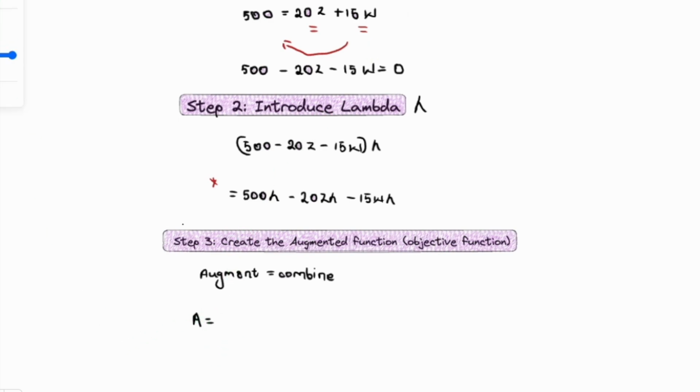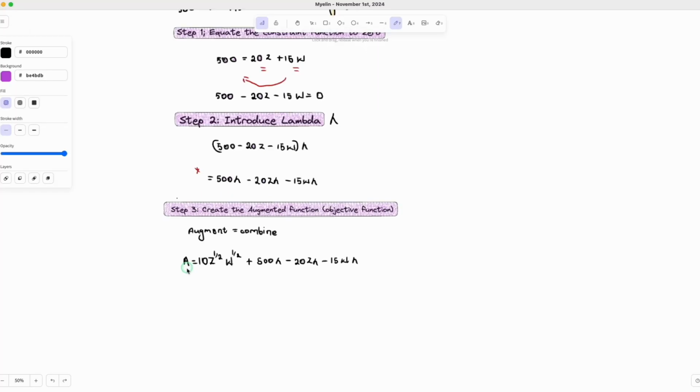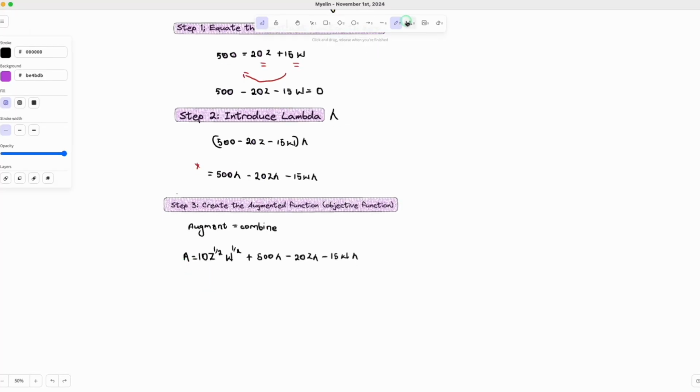We now have 10z to power a half w to power a half, and we're going to take that and sum this right after it. Now how will that look? That will be 500 lambda minus 20 z lambda minus 15 w lambda. Once we've done that, we've created the augmented function, which we're calling A. We're going to move on to the next step.